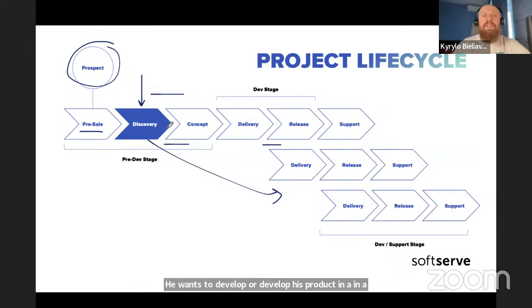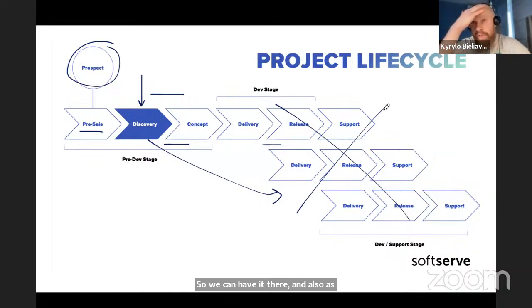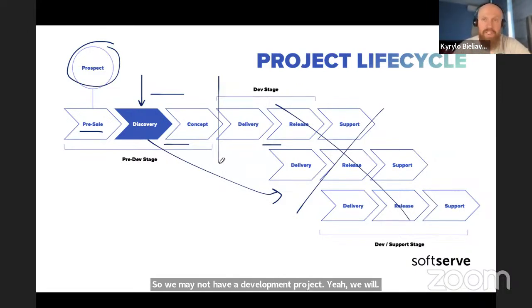And also, as the result of discovery, all of this may not happen. We can understand that, look, this is something that we cannot solve with that type of solution, or maybe the client will realize that he doesn't have the budget, or his organization is just not ready for that type of change. So that can also be the outcome of the discovery stage. So we may not have a development project. We will not have something to develop at the end of the discovery.